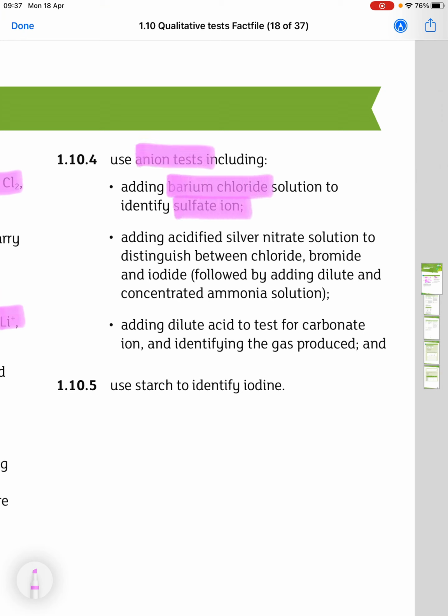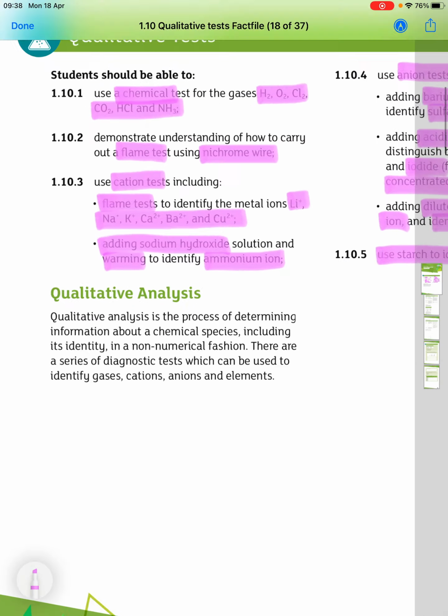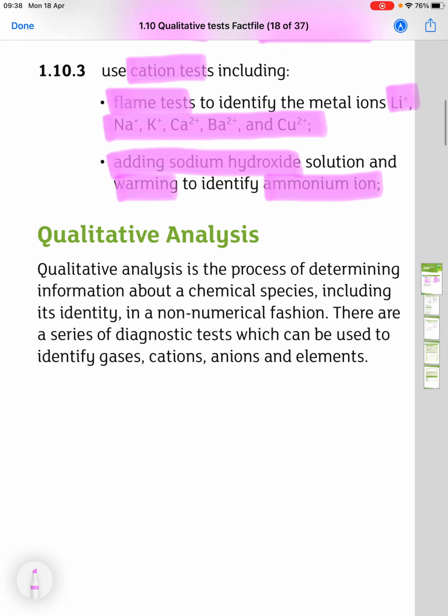The anion tests, including barium chloride solution to identify a sulfate ion, acidified silver nitrate solution to distinguish between chloride, bromide and iodide, followed by adding dilute and concentrated ammonia solution, and adding dilute acid to test for carbonate ion and identifying the gas produced, and finally the use of starch to identify iodine.